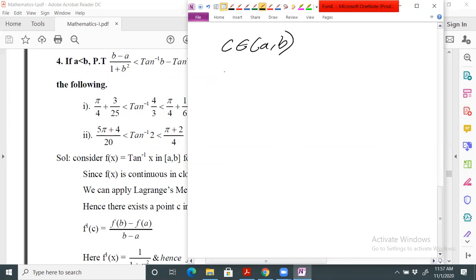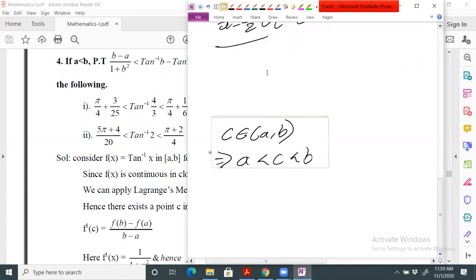Now, C belongs to the open interval (A, B) is nothing but C must lie in between A and B only. So C value will be in between A and B, so we can take that A is less than C less than B. What is the previous equation we got? It is 1 by 1 plus C square.